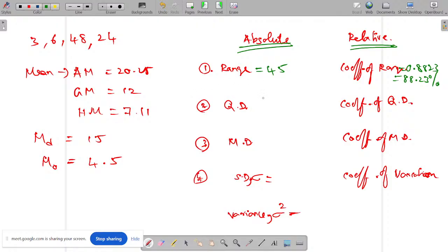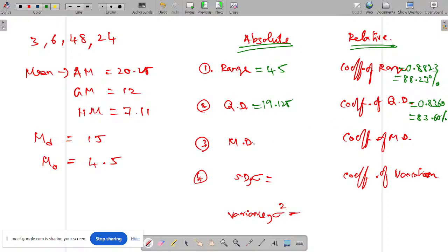Okay. Quartile deviation, which is Q3 minus Q1 divided by 2: 19.125. Coefficient of quartile deviation, 0.84, or 0.8360. So 83.60%. Everybody is getting this answer? Usually we'll have it to two decimals.